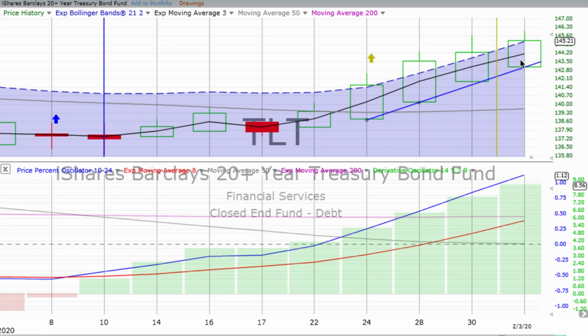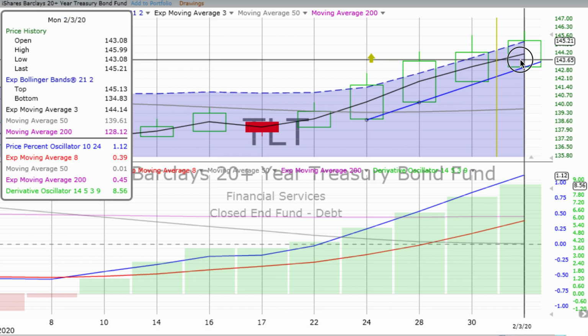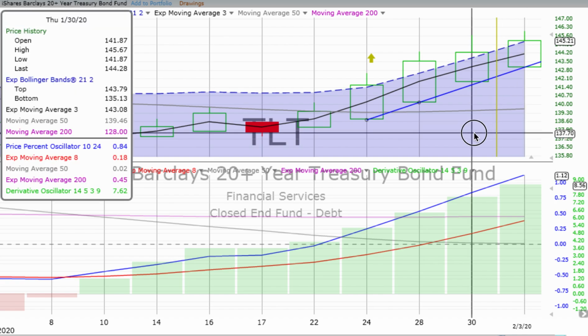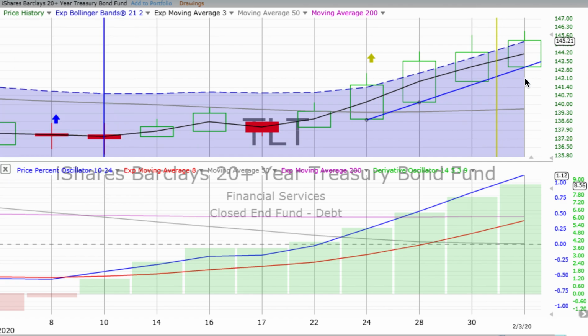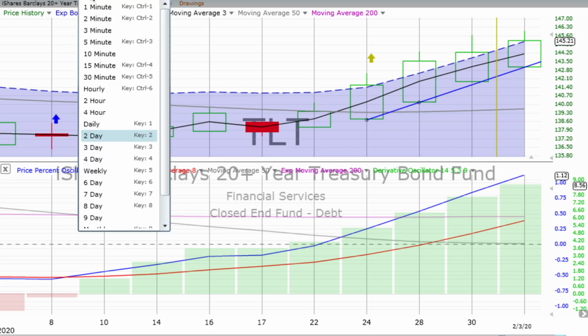Look at the 2-day chart. High 145.99. Prior 2-day chart 145.67. So that 2-day candle moving up just like it has been for the prior 3 weeks. Price percent oscillator not changed a wick. Derivative oscillator gaining upward momentum.